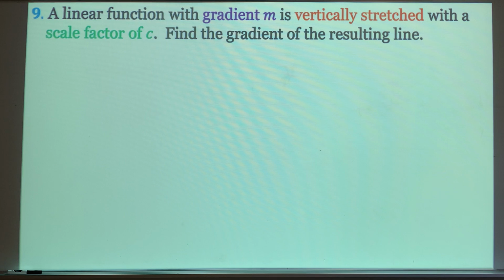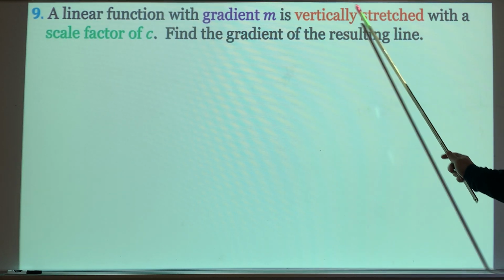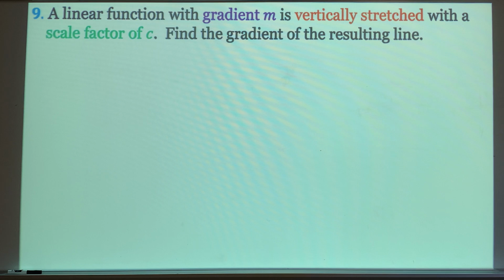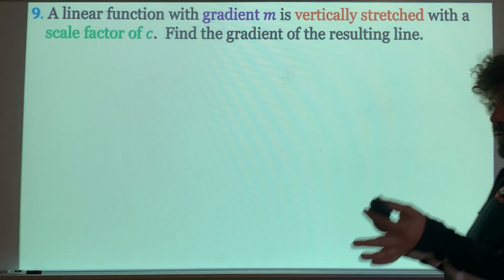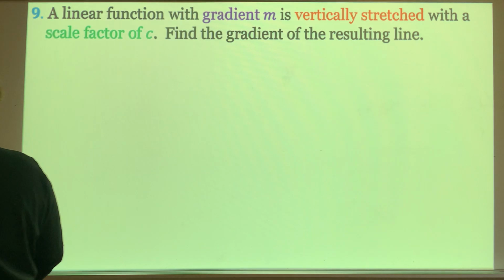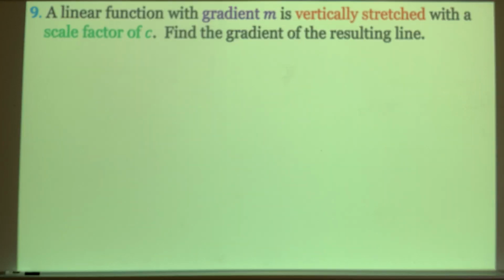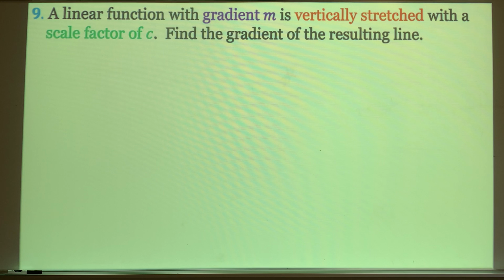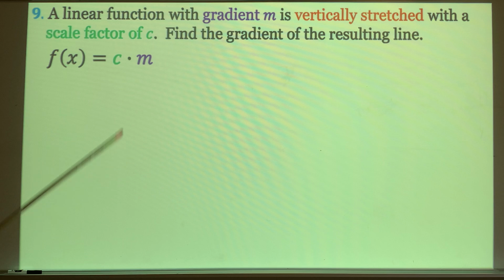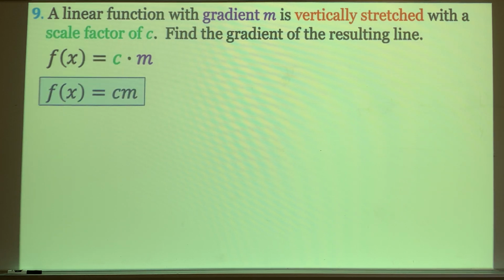Let's move to problem 9. A linear function with a gradient m is vertically stretched with a scale factor of c. So you're stretching it up and down with a scale factor of c. What's the new gradient? Gradient is another word for slope. So if my original slope is m and I stretch it vertically, what would my new slope be? What do you think? It's originally m, I'm moving it with a scale factor of c. Well, it would just be c times m, cm. This is the new gradient.